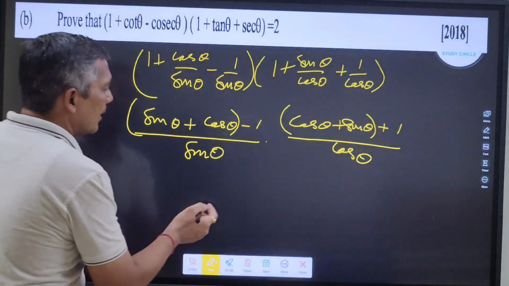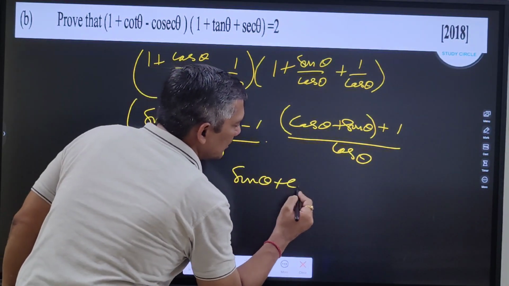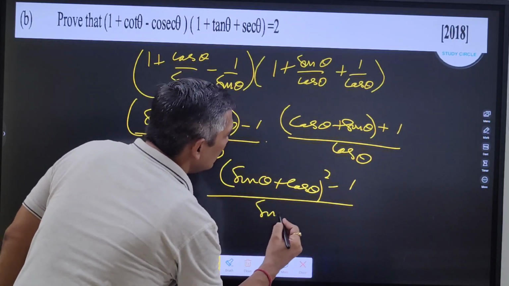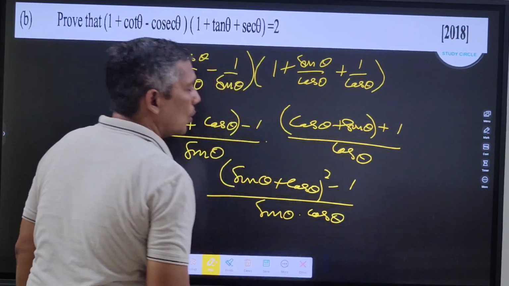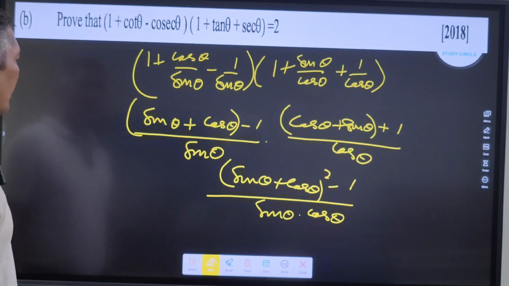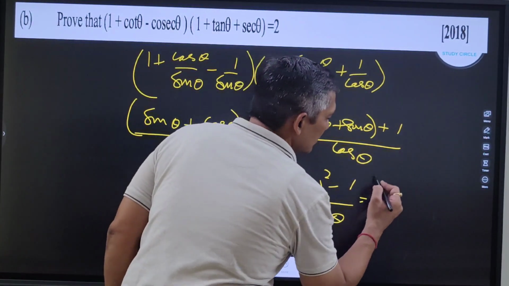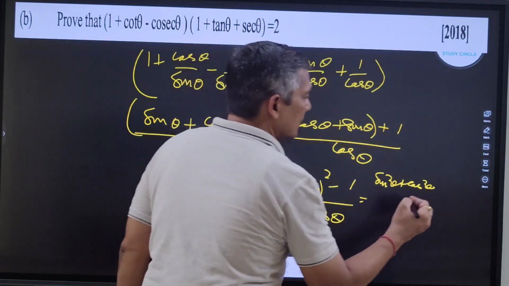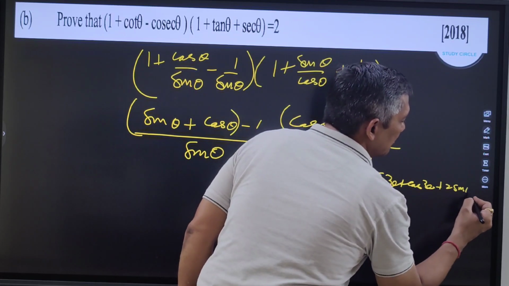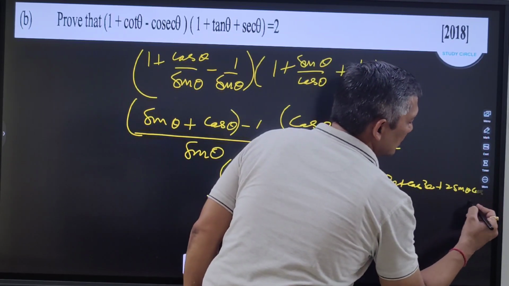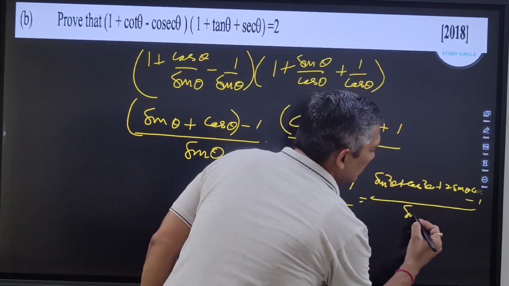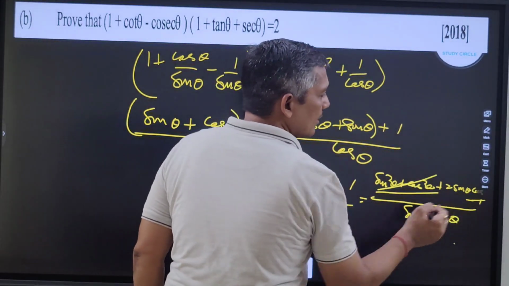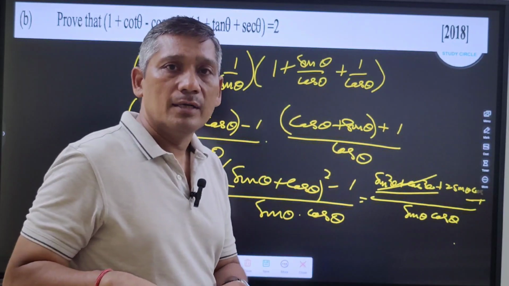So a² − b², that is (sin θ + cos θ)² − 1 upon sin θ cos θ. Squaring it, I will be having sin²θ + cos²θ + 2 sin θ cos θ − 1 upon sin θ cos θ. This is 1 again, and this 1 is taken out with this remaining 1 in minus sign.